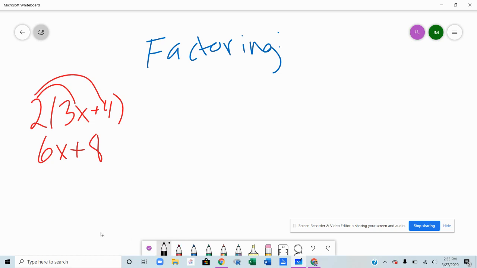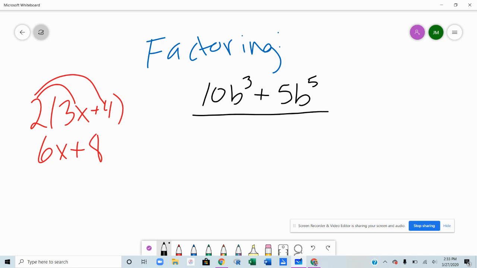Let's start with 10b to the 3rd plus 5b to the 5th. So start with finding your GCF, just like we did before. And we're going to divide by that GCF. So looking at your numbers, we've got 10 and 5. Their GCF is 5. And then looking at your variables, we've got b to the 3rd and b to the 5th. So the smallest exponent is b to the 3rd.